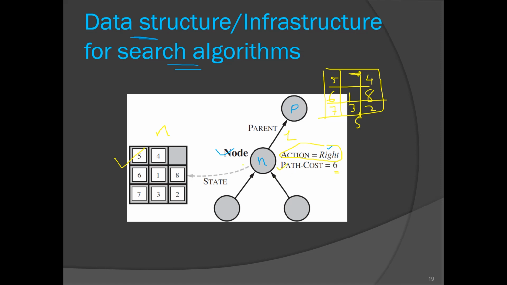For any node we have to maintain 4 pieces of information: who is the parent of that node, what action was performed in order to reach that node, what is the path cost, and what is the state of that node. So we have to maintain these 4 pieces of information. Did you get this example?